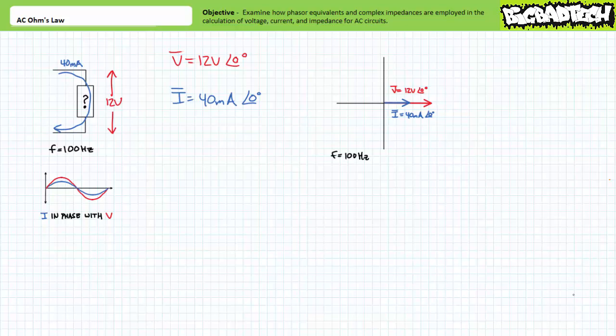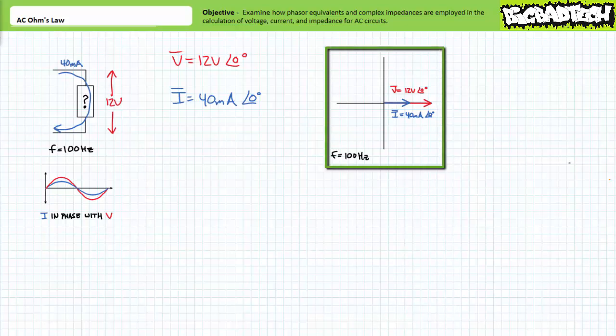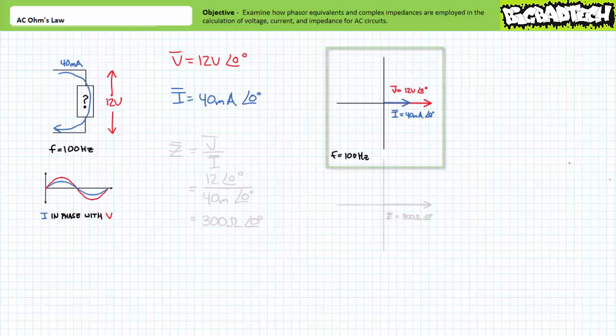Now we need to express current as a phasor equivalent. We know the effective value is 40 milliamperes, but we don't know the phase shift. This being said, we do know current is in phase with voltage. Given voltage is a phase shift of 0 degrees, and current is in phase with it, we are free to assume it has a phase shift of 0 degrees. I equals 40 milliamperes at an angle of 0 degrees. Note the phasor diagram shows V and I overlapping each other, meaning they are in phase with one another.